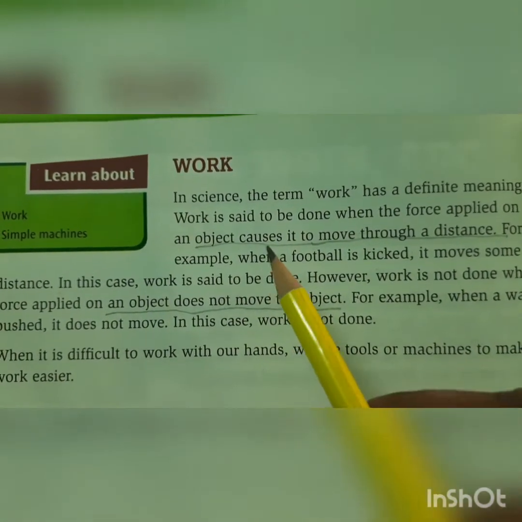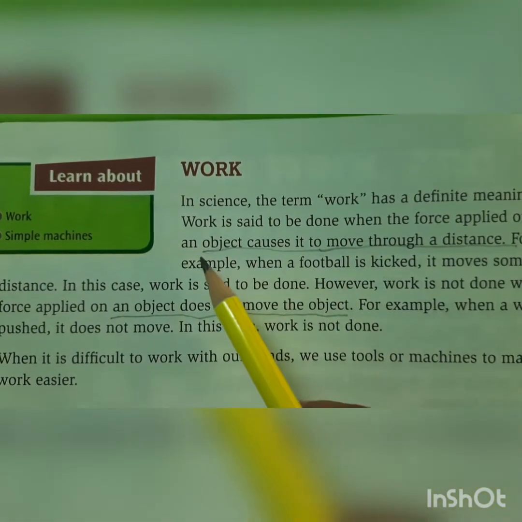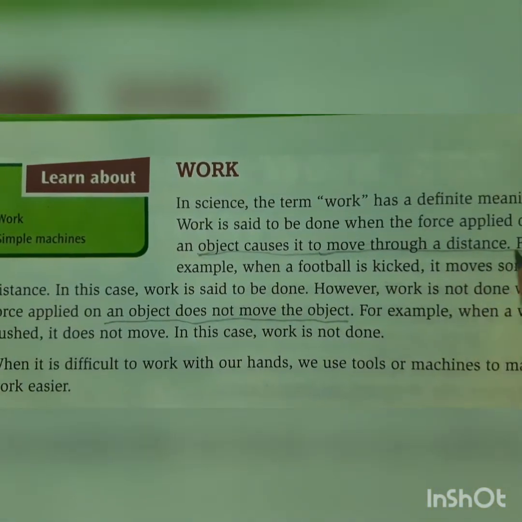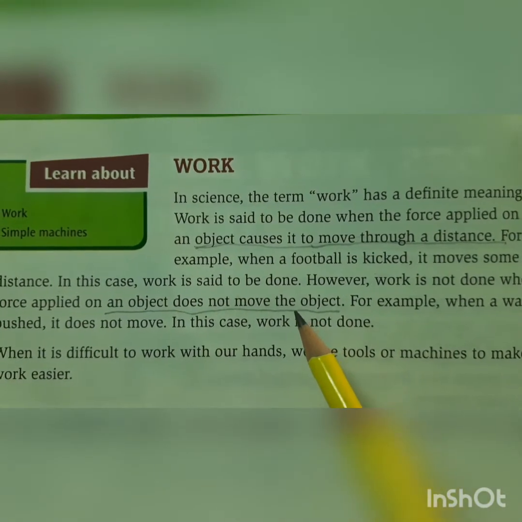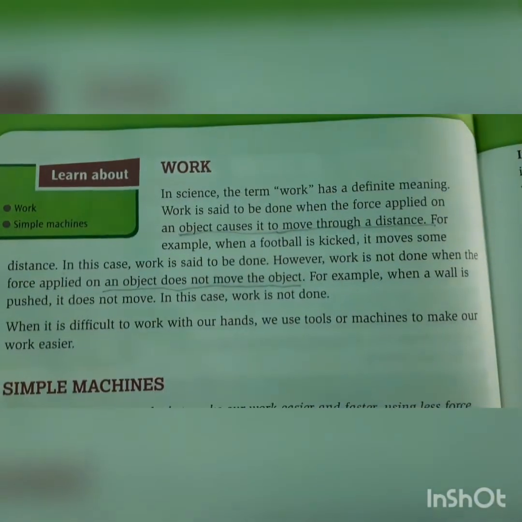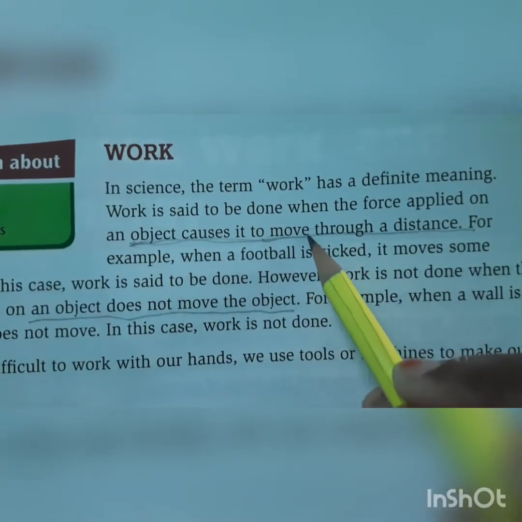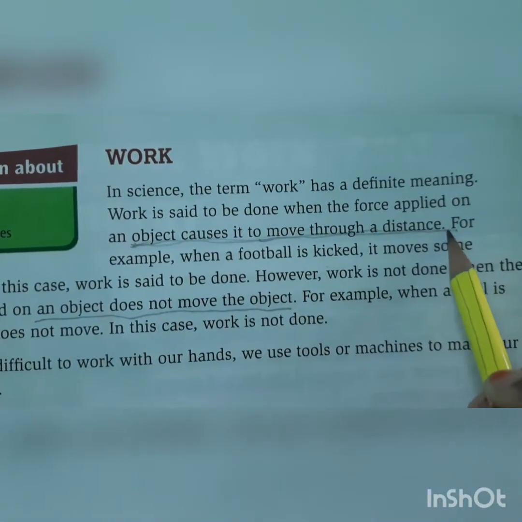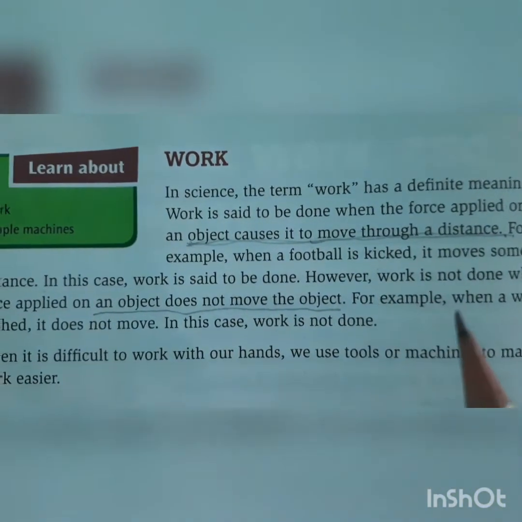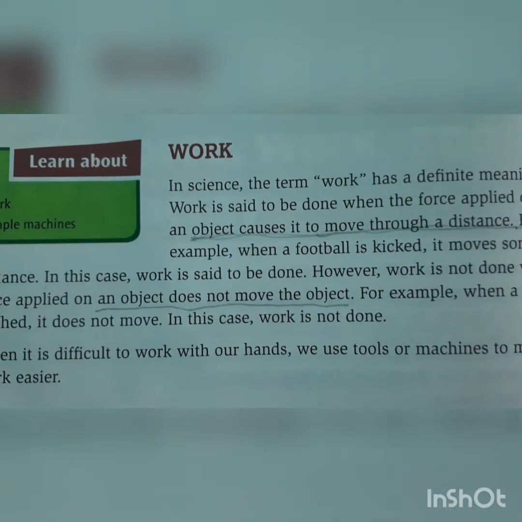You all must be thinking, ma'am, you moved the pencil. But tell me one thing, I moved the pencil and I applied force where? On your notebook. But did your notebook move? Did this book move like this? No. I just underlined this sentence. I applied force on this notebook, but nothing happened to this notebook. So that is why work is not done. In terms of science, work was not done. Got it?